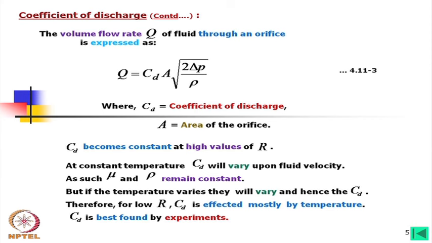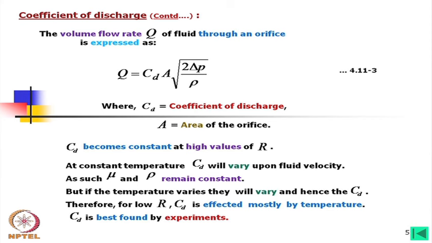As such, mu and rho remain constant. Now, fortunately, for the hydraulic oil we cannot go for a very high temperature range; somehow we have to maintain the temperature. This is due not only to the change in viscosity, there are also other hazards. So, looking into that, we go for a cooling arrangement in case of high temperature, and in case of very low temperature we go for a heater.